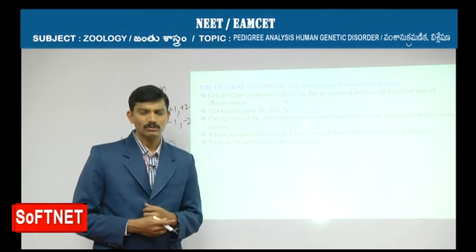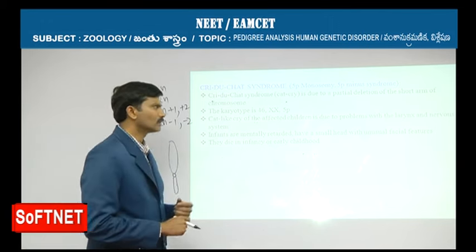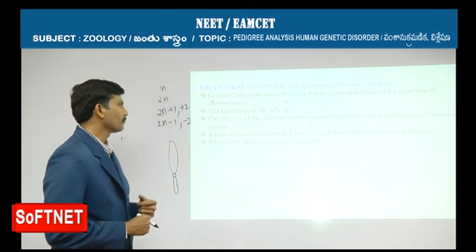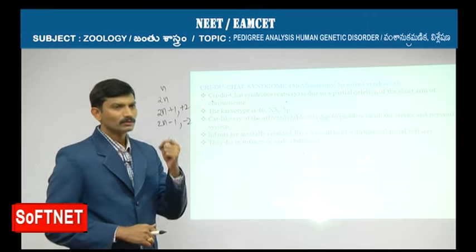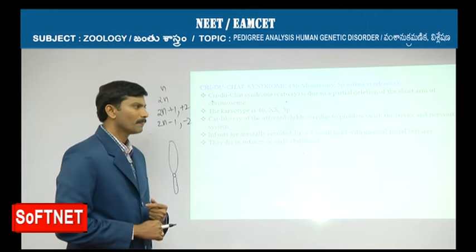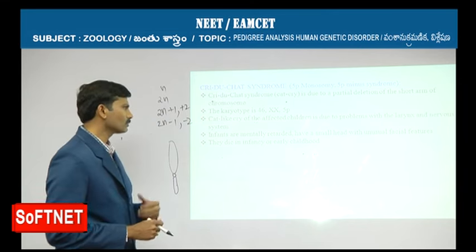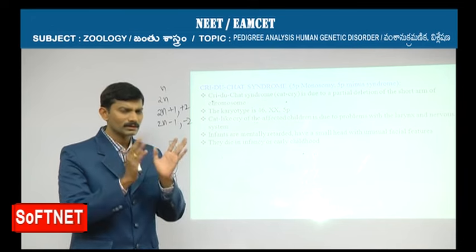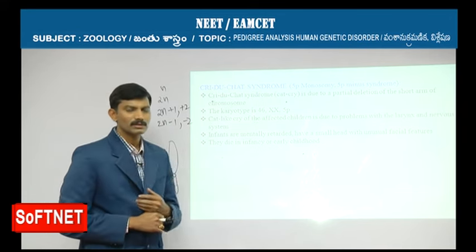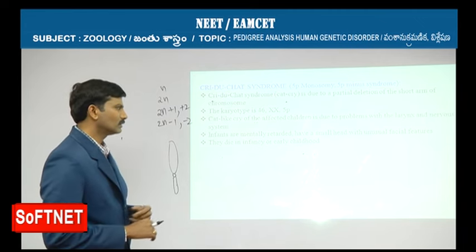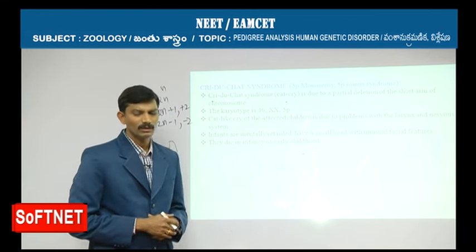The last one is Cri-du-chat syndrome, which is 5p monosomy or 5p minus syndrome. It is the cat cry syndrome, and it is a partial deletion of the short arm of the chromosome. That is why the number of chromosomes remains the same, 46, both XX. But in the fifth chromosome, one short arm is lost. So 5p means partial loss or deletion of the short arm of the chromosome. The affected individuals have a cat-like cry. Why does the cat-like sound come out? It is because the larynx is affected, and the nervous system is also affected. Infants are mentally retarded, have a small head with unusual facial features, and also die in early childhood or infancy.